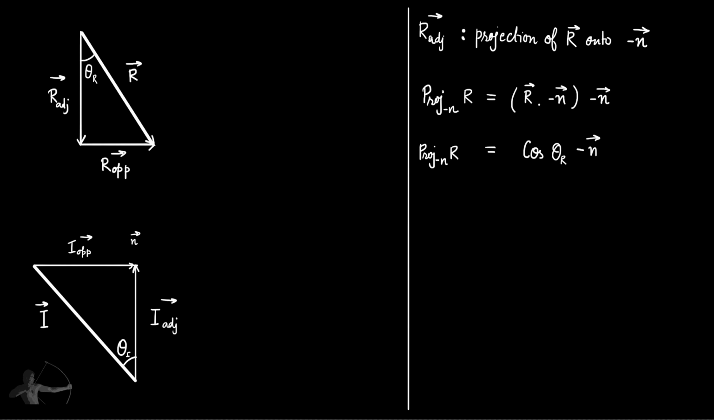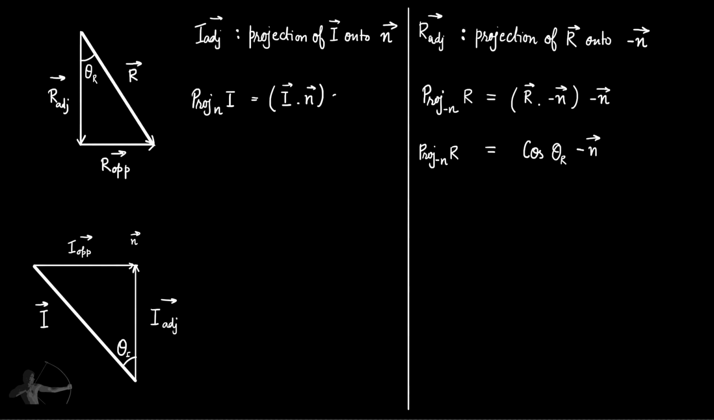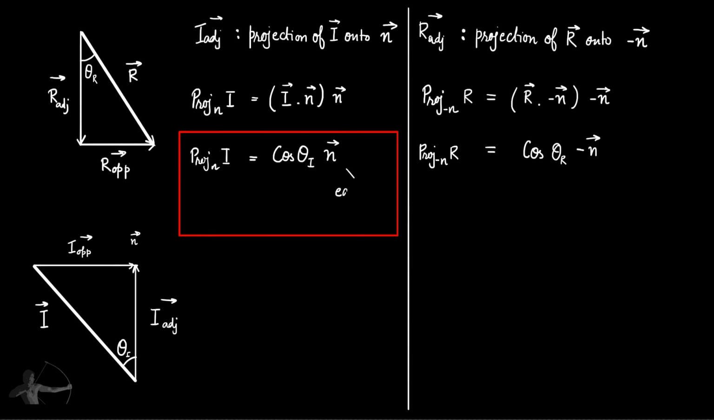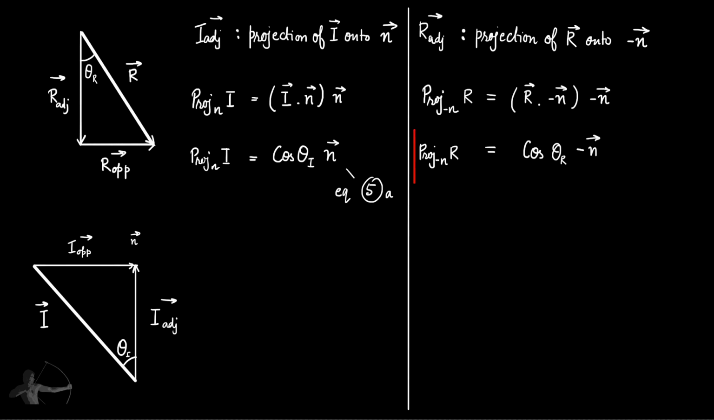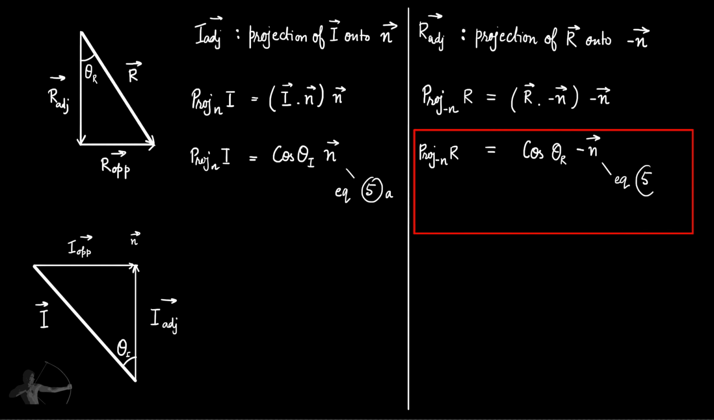Similarly, we do the same thing for the other triangle. I adjacent is the projection of vector I onto vector n, which can be written as projection of I onto n, vector I dot vector n multiplied by vector n. And similarly, this becomes cos theta I multiplied by vector n. So this becomes the projection of I onto n. We will number this equation as 5a and this equation as 5b.